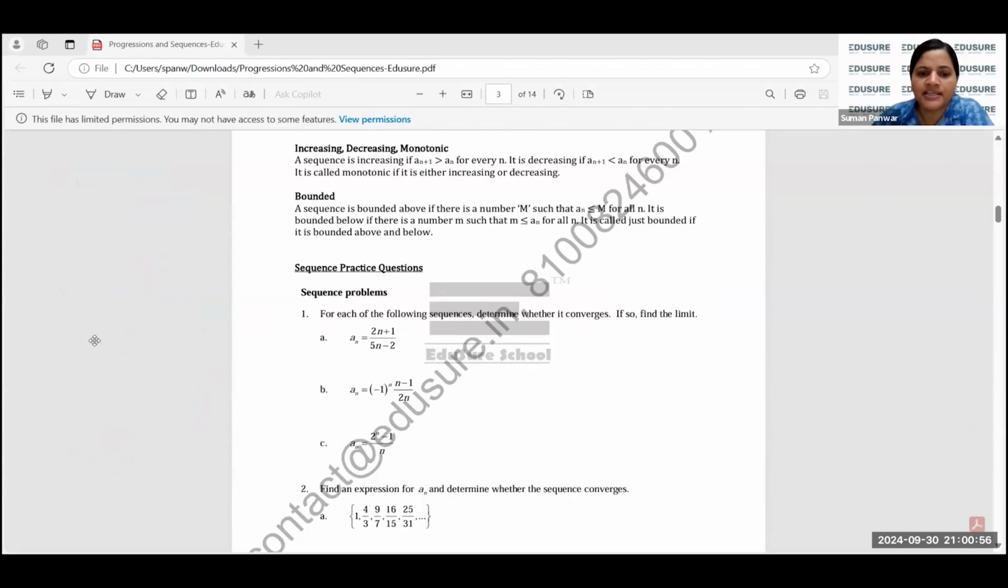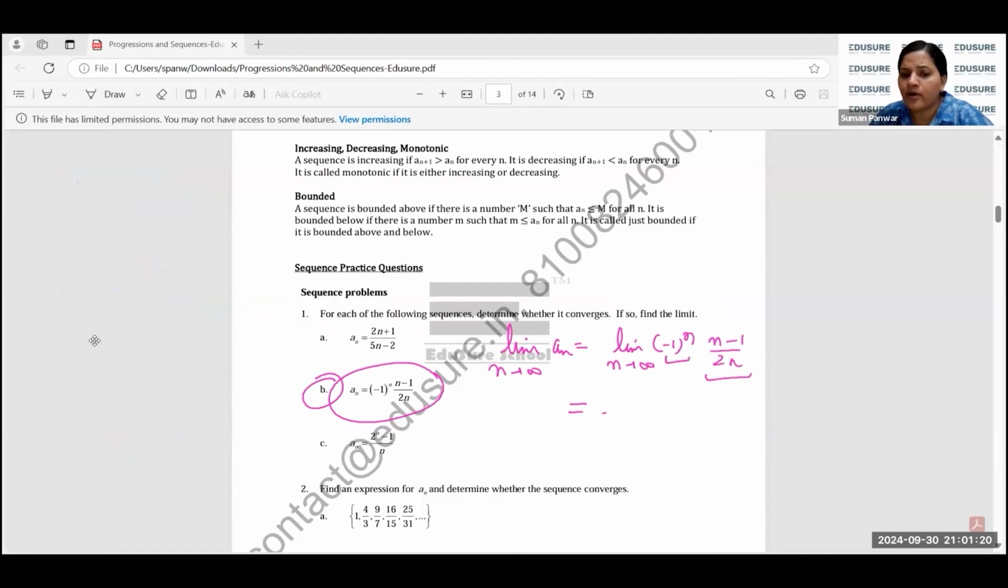So a_n is (-1)^n times (n-1)/(2n). Now this is very interesting. So when I write the limit as n tends to infinity of a_n, this is the limit as n tends to infinity of (-1)^n times (n-1)/(2n). Now I can write this as a product. So this should be equal to the limit as n tends to infinity of (-1)^n into the limit as n tends to infinity of (n-1)/(2n).